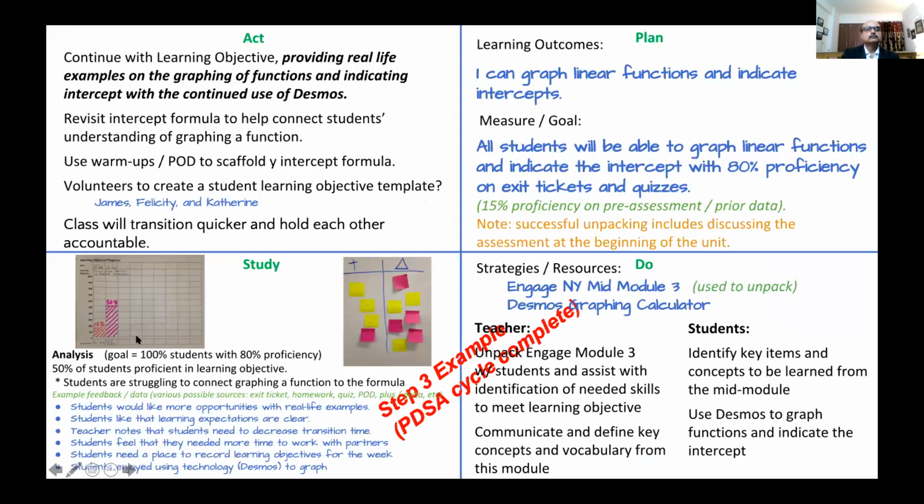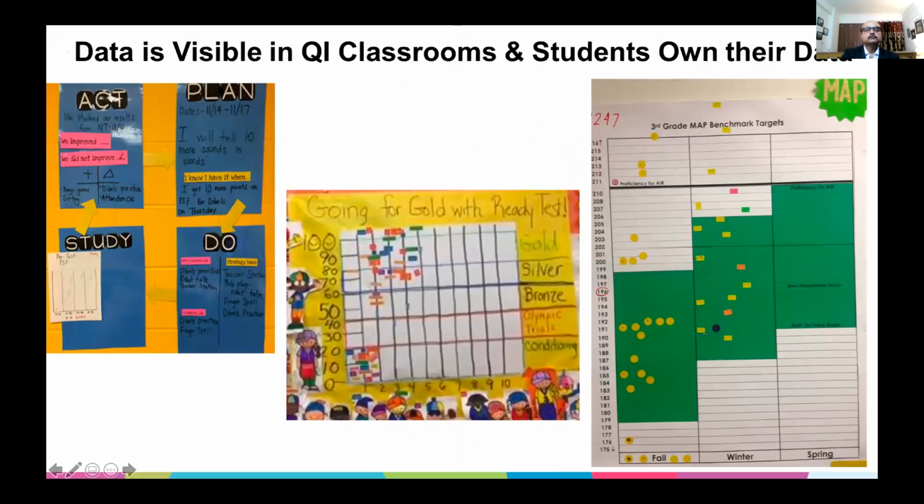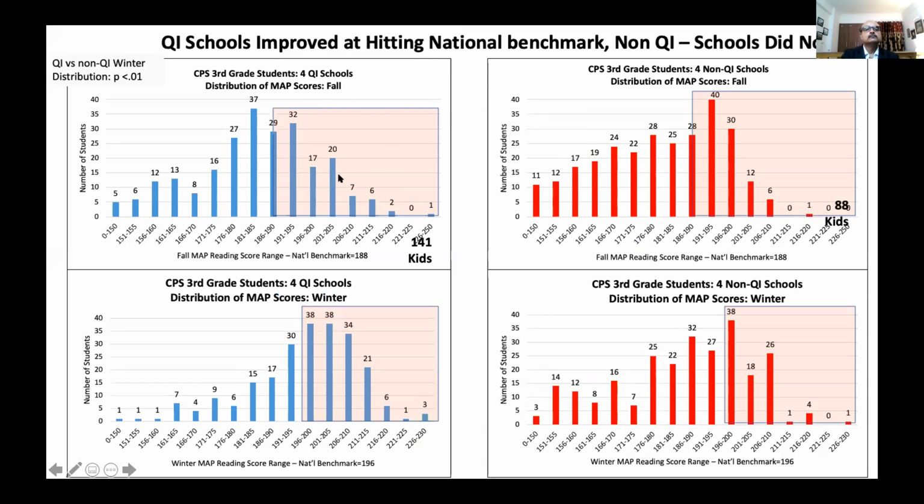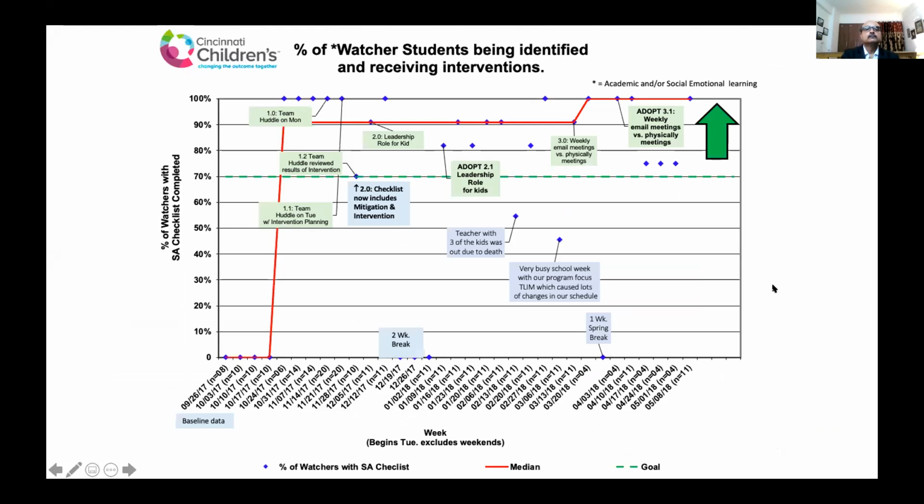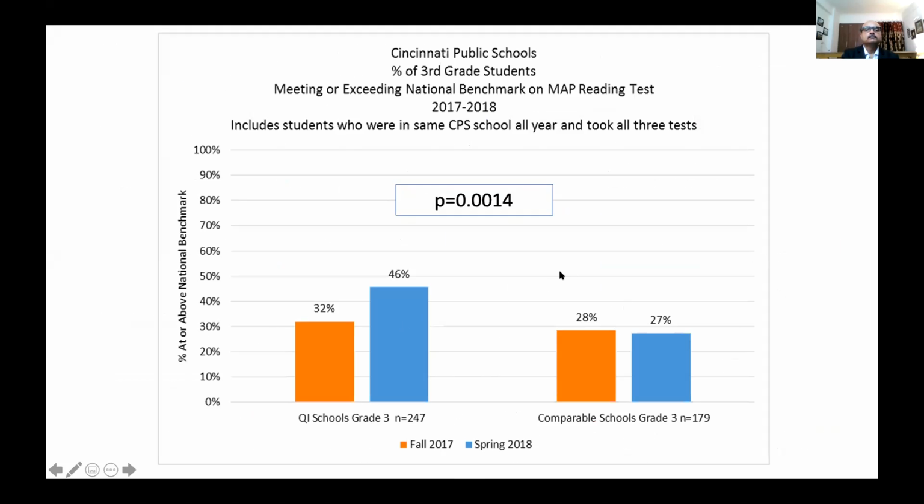Early PDSAs, as you can see here, put up by the children on how they're learning how to read, a plus delta, which is what we use in improvement, what worked, what didn't work, what do we need to change, beginning to engage children in this work, data visible in the classrooms. Here's a third grade map, which is the reading score, and you can see how the children post themselves over time. Here's schools that hit the mark, the QI schools, and the non-QI schools that don't. So here you see the QI schools, here you see the non-QI schools where the mark is not hit. And we can begin then to understand and think about how we improve outcomes.